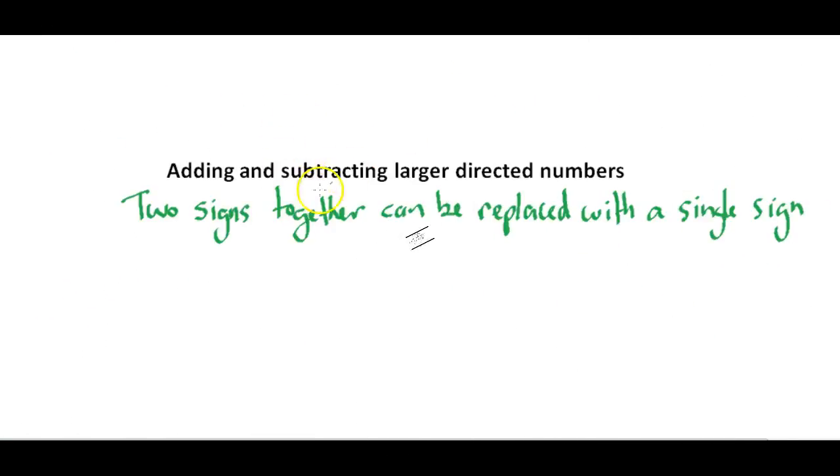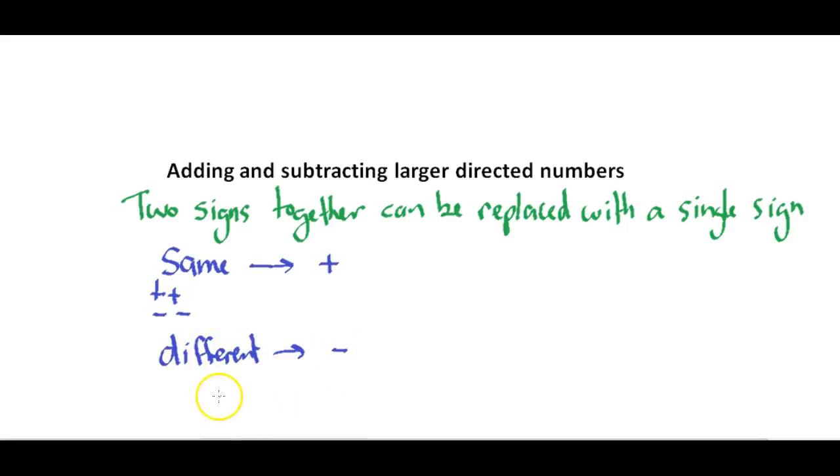So we can come up with a shortcut rule. 2 signs together can be replaced with a single sign. So if the signs are the same, we replace it with a single plus. So if we get a plus and a plus together, or a minus and a minus together, we can get rid of them and just write a single plus. If the signs are different, we can replace the signs with a single subtract or minus sign. So if we see a minus and a plus together, or a plus and a minus together, we can replace them with a single minus.